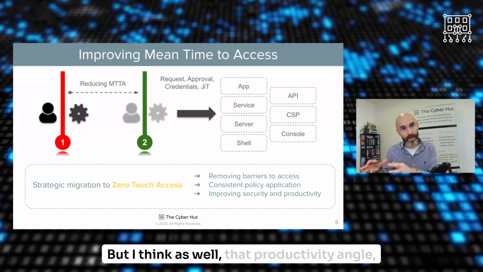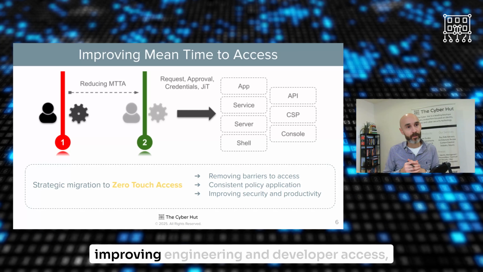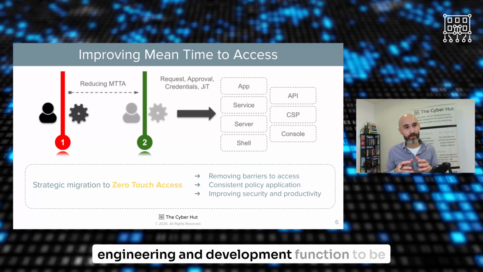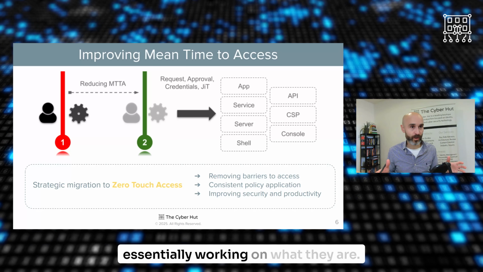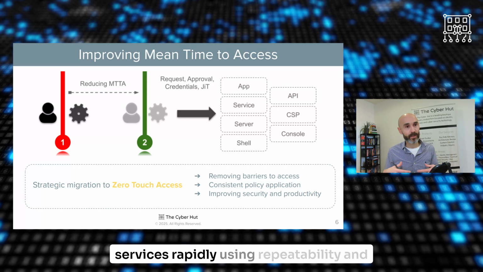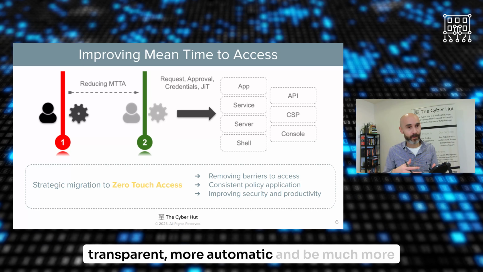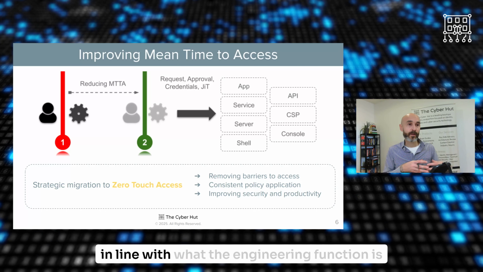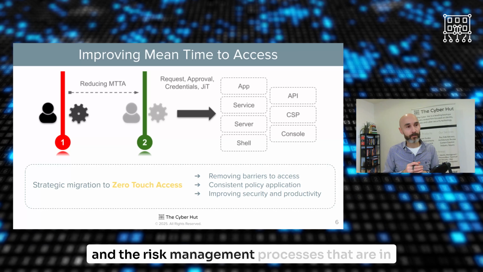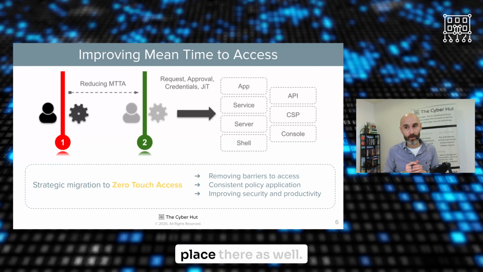But I think as well, that productivity angle, improving engineering and developer access, that is a tangible thing, and it allows the engineering and development function to be essentially working on what they are incentivized to work upon, which is building services rapidly, using repeatability, and allowing the privilege access sort of barriers and gateways to become more visible, more transparent, more automatic, and be much more in line with what the engineering function is trying to achieve versus the risk appetite and the risk management processes that are in place there as well.